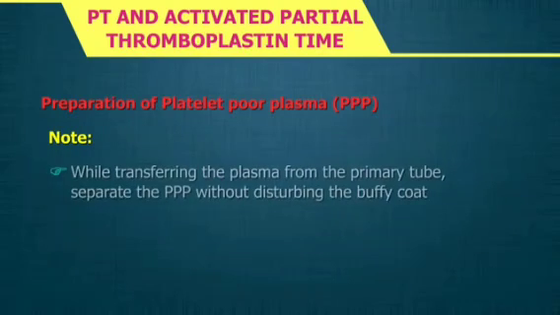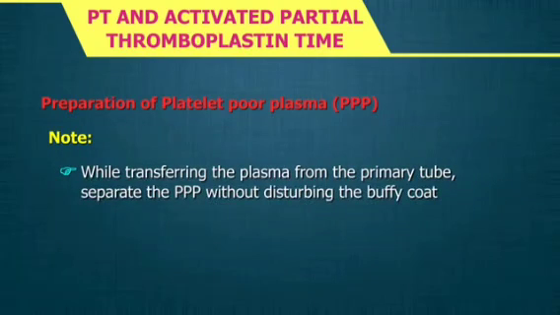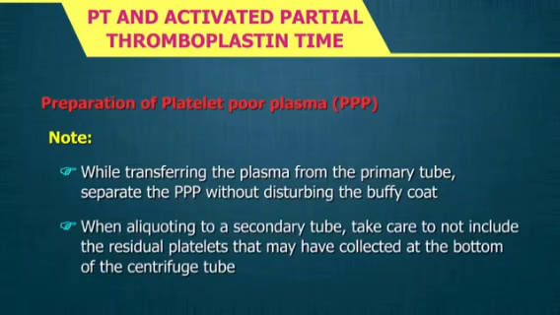Note: while transferring the plasma from the primary tube, separate the PPP without disturbing the buffy coat. And when aliquoting to a secondary tube, take care to not include the residual platelets that may have collected at the bottom of the centrifuge tube.